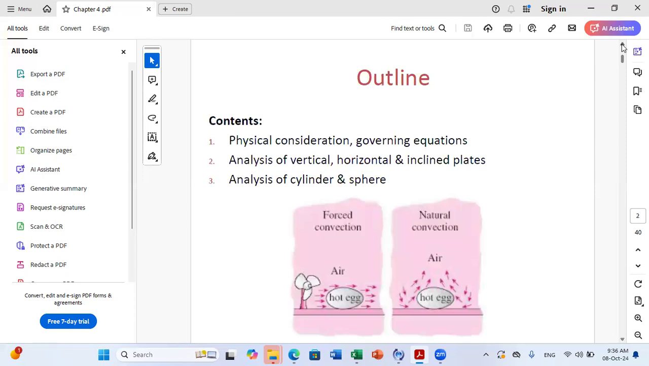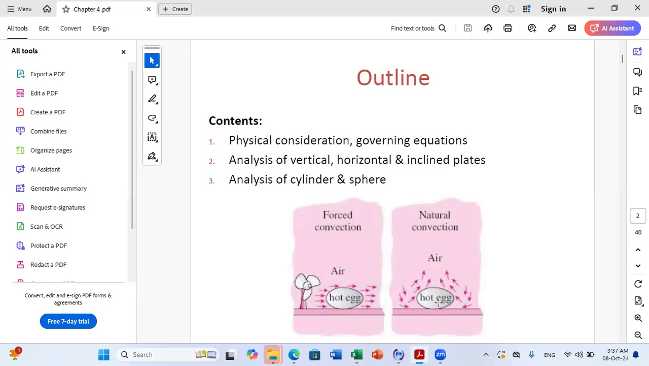Okay. So to start with, in this chapter we will go over the difference between forced convection and natural convection. As the name indicates, when we say forced, this means that we are forcing air to go over our surface. So for example, here you have a fan that is blowing air over your egg. So this will lead to higher heat transfer by convection from the hot egg to air. So this is the case of forced convection.